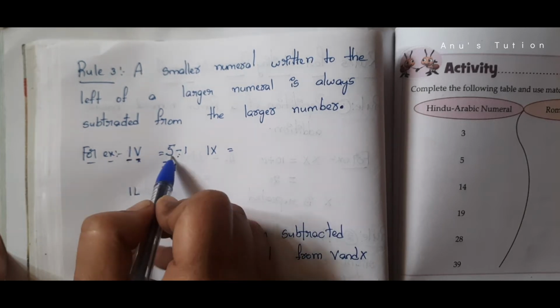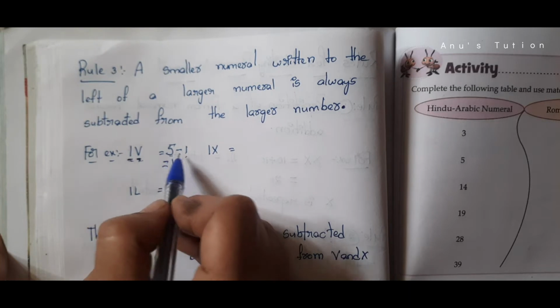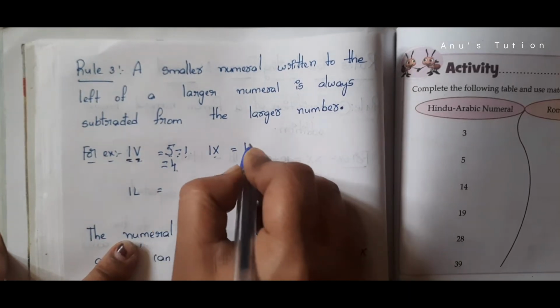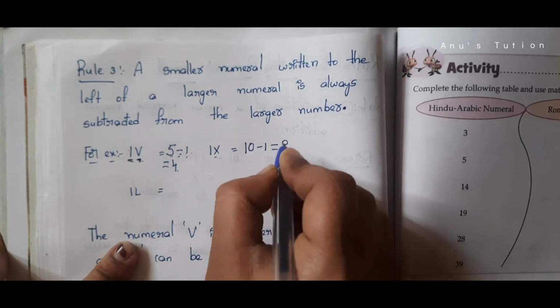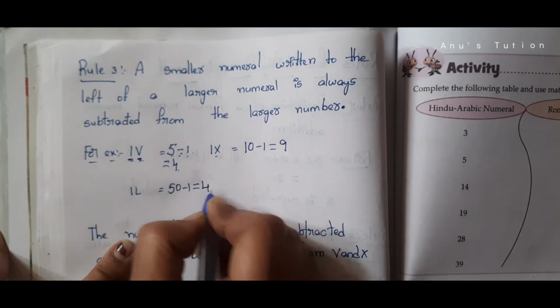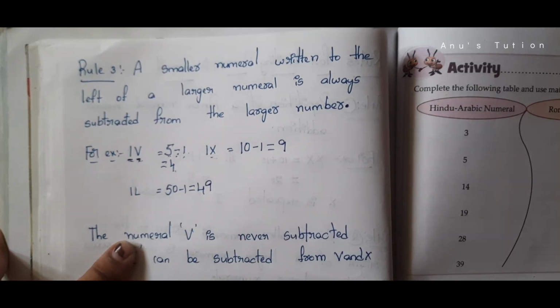V is nothing but 5, I is nothing but 1. 1 is subtracted from 5. 5 minus 1, answer 4. Here also, 10 minus 1, 9. 50 minus 1, 49. And rule number 3 is completed, students.